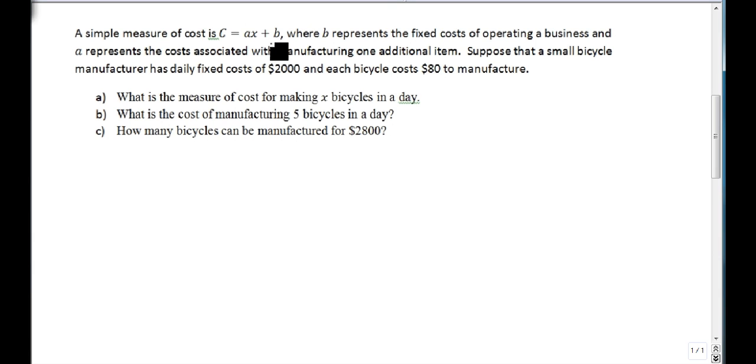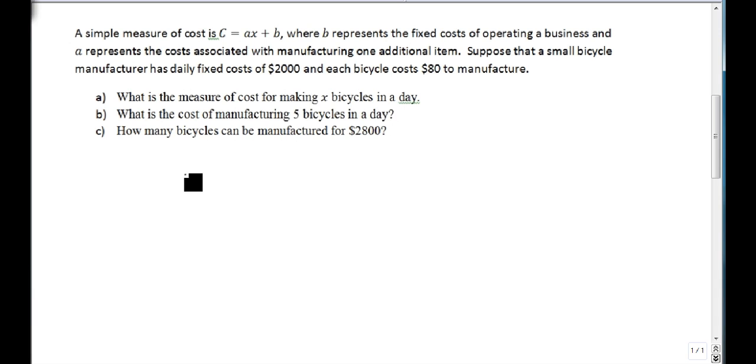But a lot of things end up in B. The rent for the building, paying your employees to manufacture the bike, different things like that go into B. And utilities goes into B. You're paying your utilities every month, where AX comes into play with the pieces to make the bike. So let's create a measure of a cost for making X bicycles in a day.